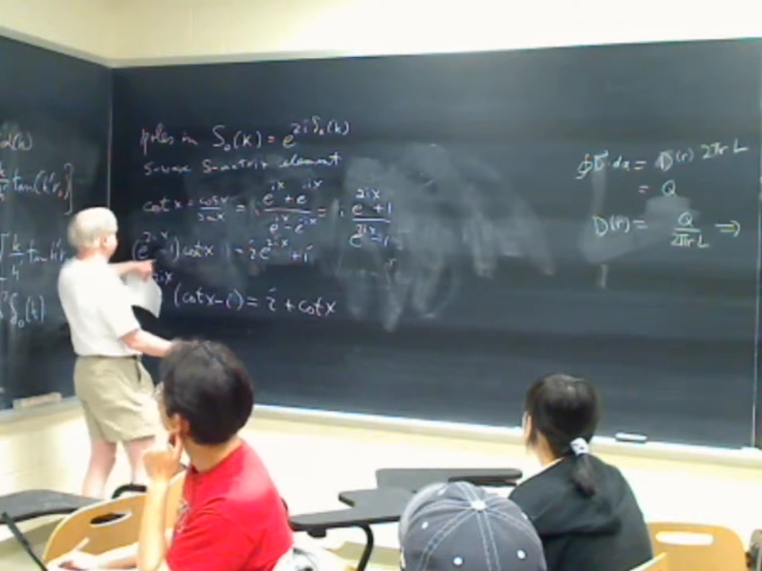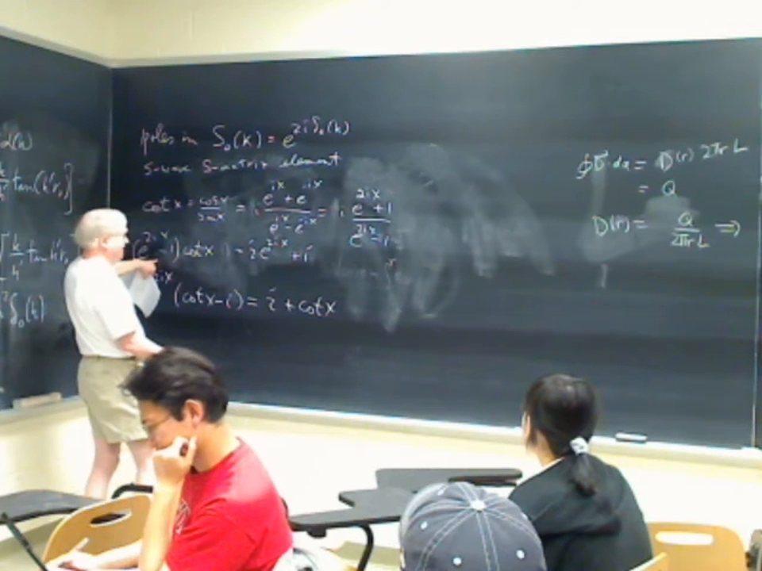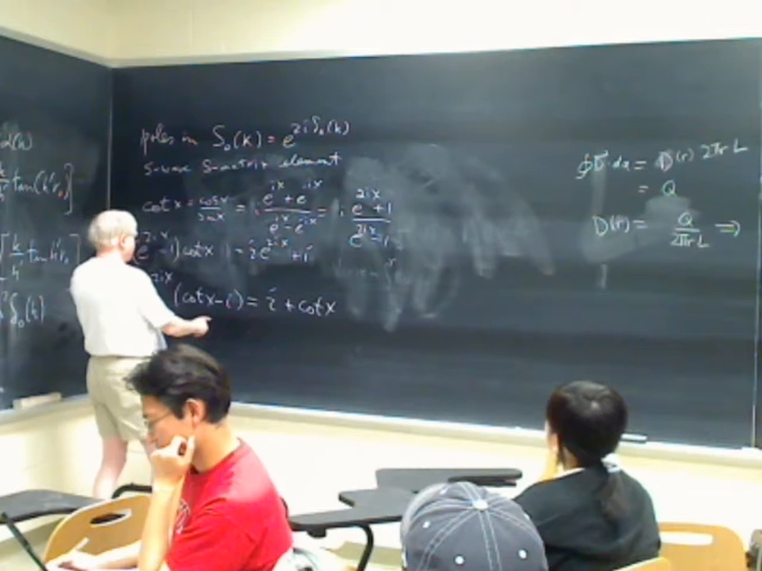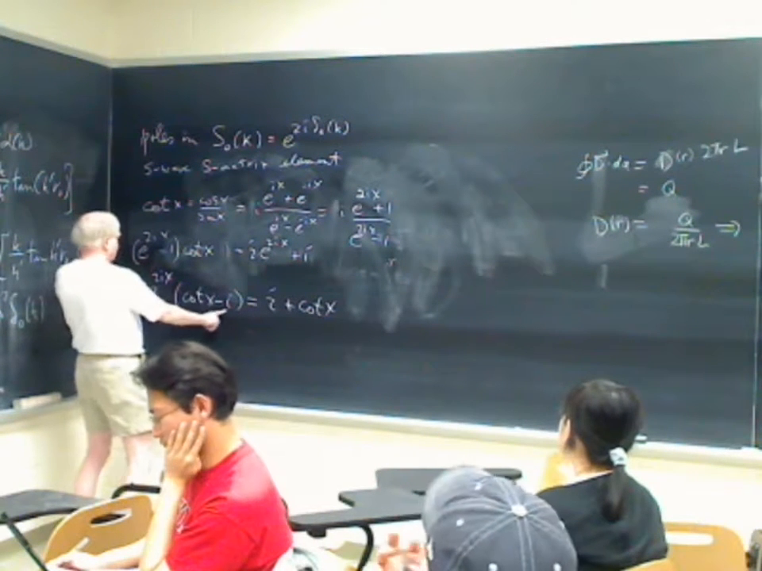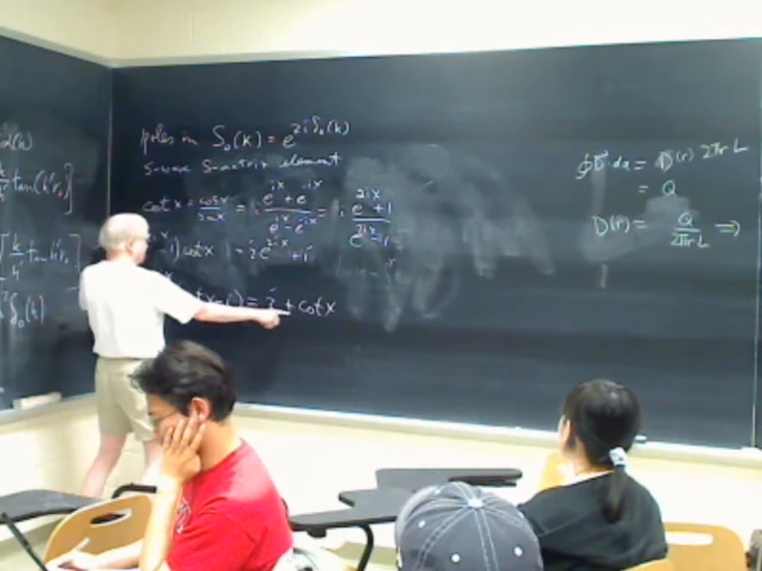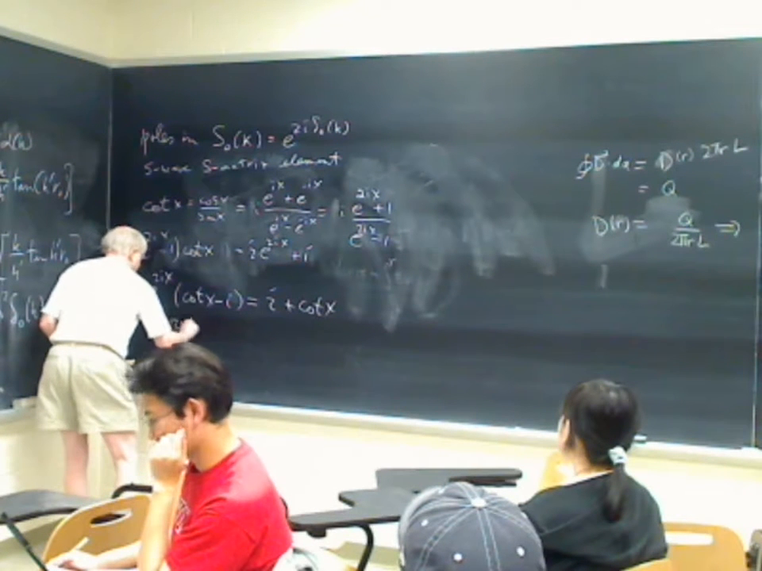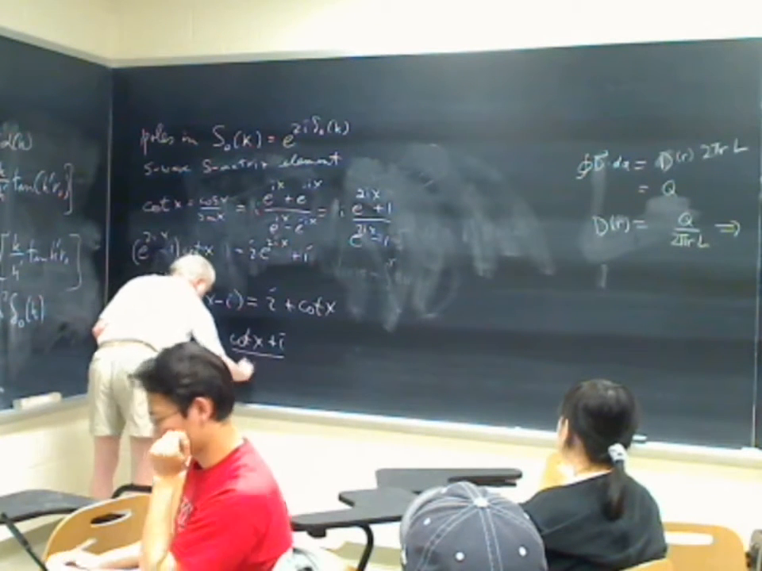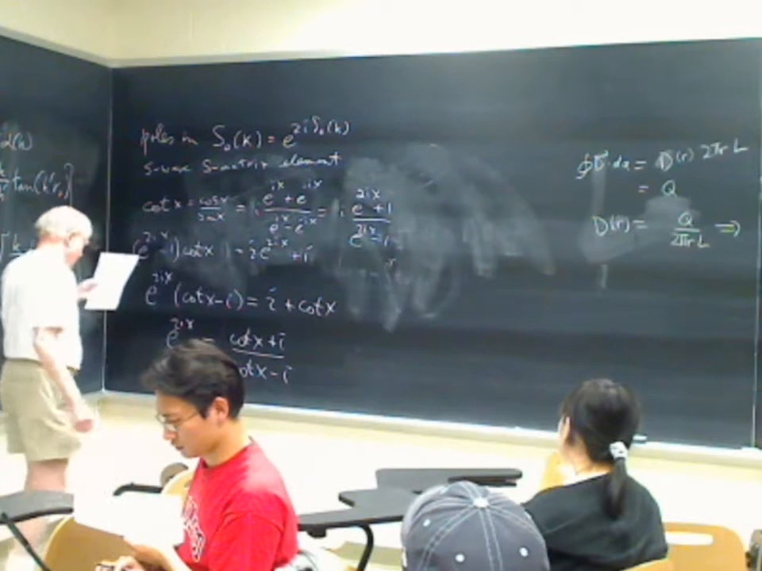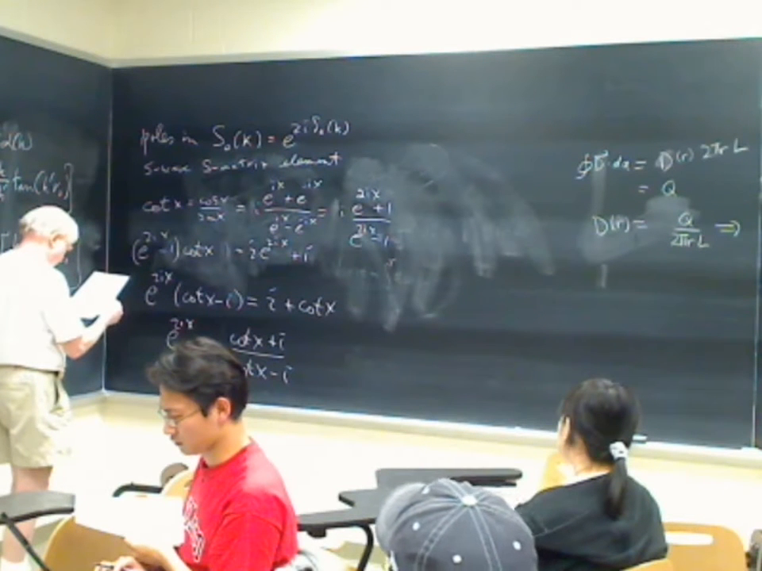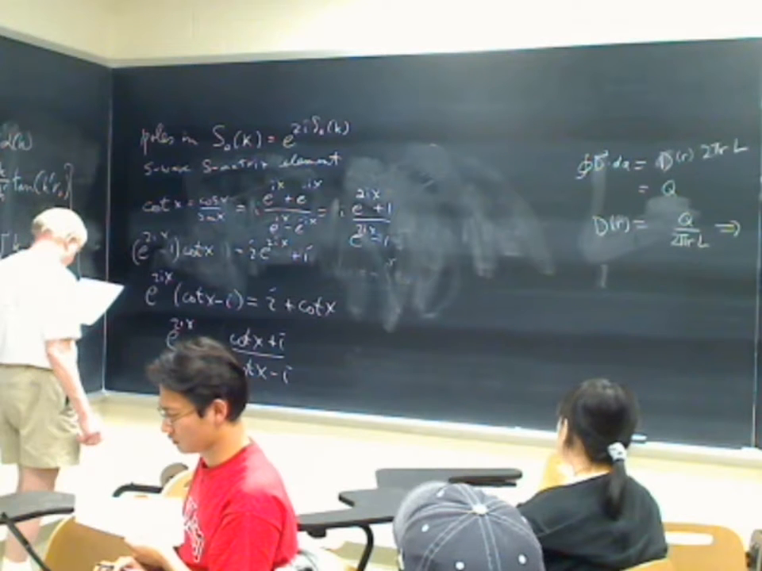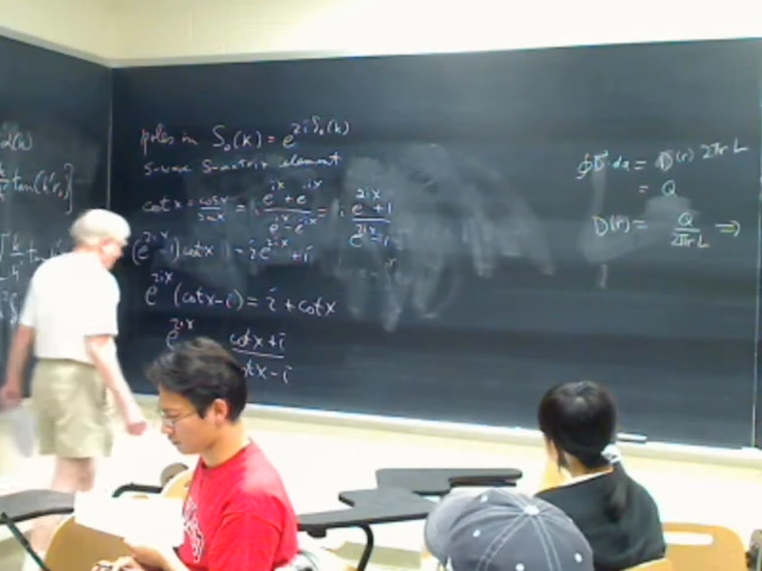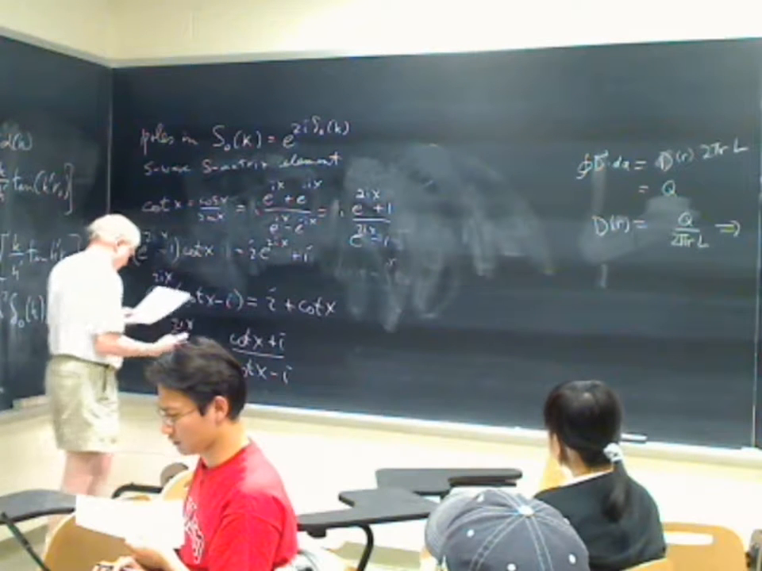All right, come on, let's all look at this. e to the 2ix minus 1 cotangent x equals i e to the 2ix plus i. So then e to the 2ix times cotangent x minus i equals cotangent x plus i. All right. So e to the 2ix is equal to cotangent x plus i over cotangent x minus i, despite what my notes say. And it turns out that's not going to matter, because it's this denominator that's the essential point here. But this is clearly right. This is a mistake in my notes.